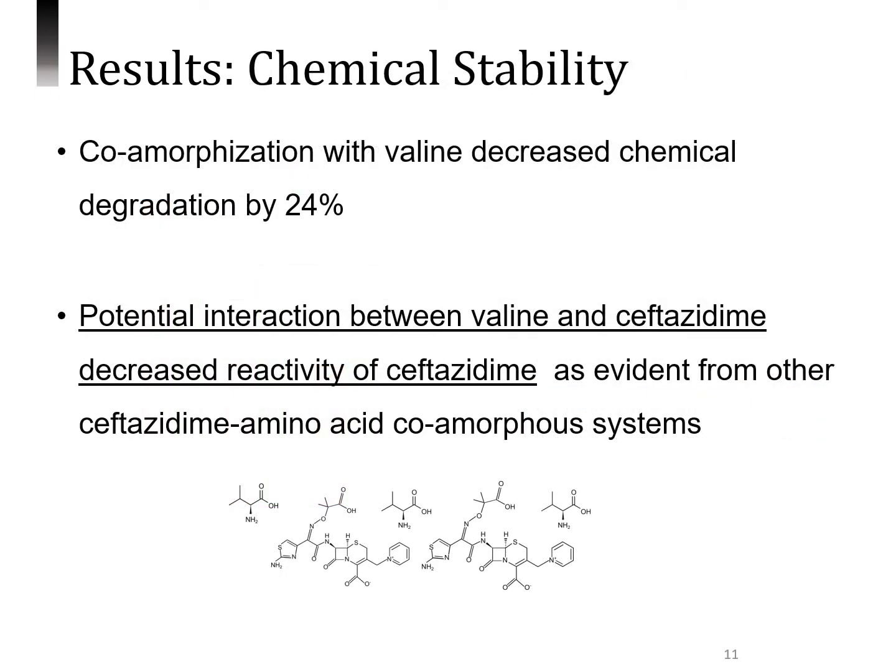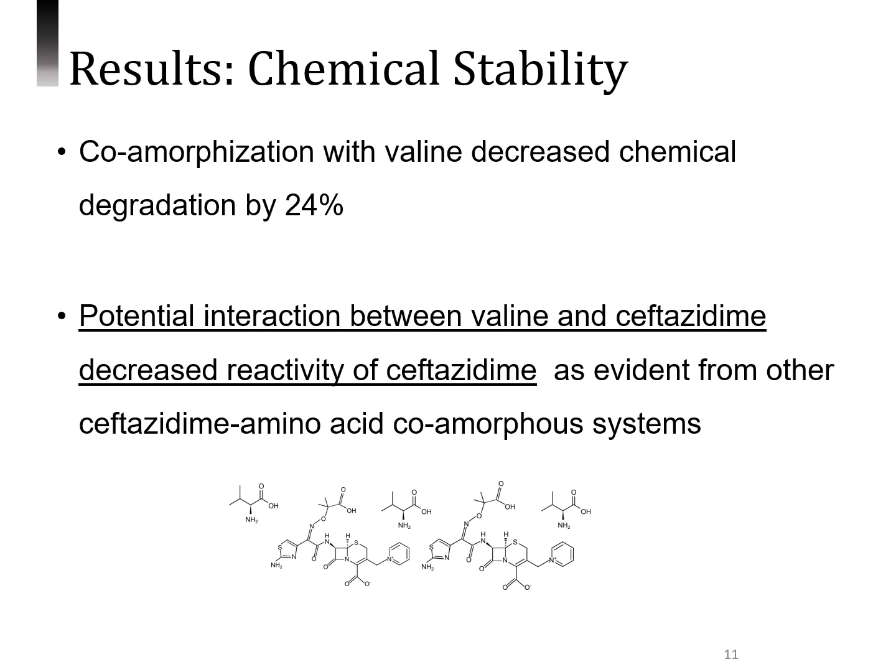During the chemical stability study, the formulations were kept in a low humidity of less than 15% at 25 degrees Celsius for 10 weeks, and the drug content was assessed at the end of the 10 weeks using HPLC. A lower chemical degradation was observed in the formulations with valine. In total, 24% reduction in chemical degradation was observed with the use of valine.